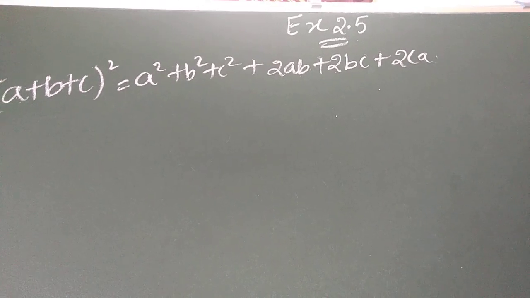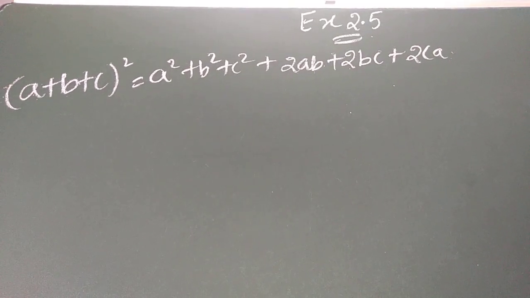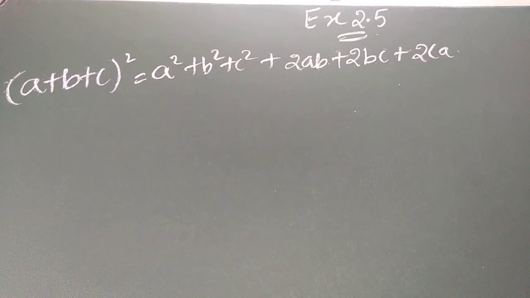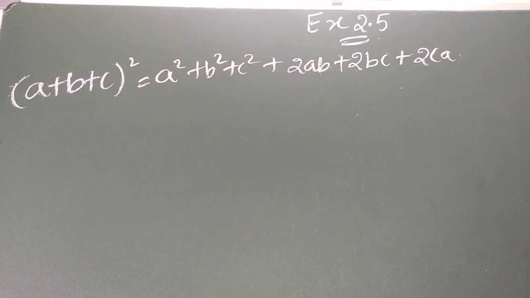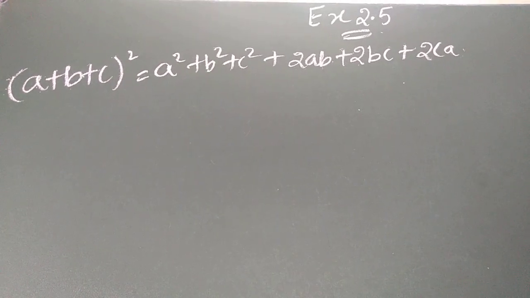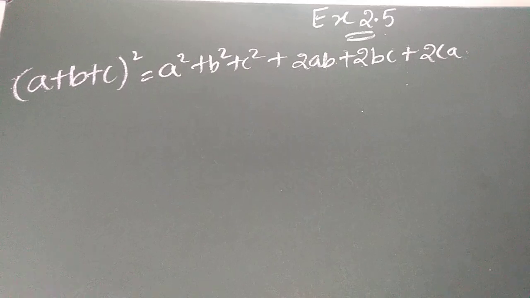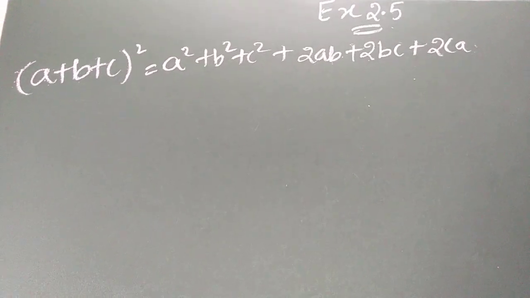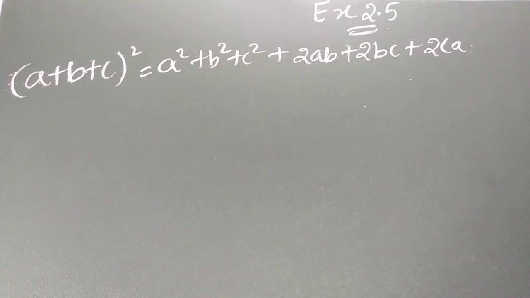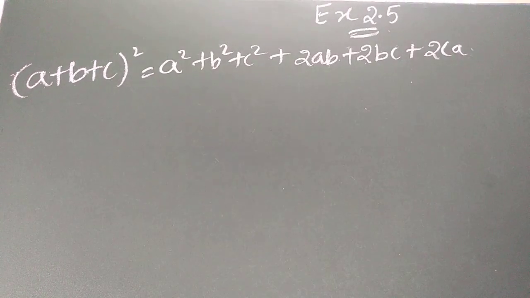Hello children, in our previous video we solved the sums based on the identity (a + b + c) whole square is equal to a square + b square + c square + 2ab + 2bc + 2ca. It was only the sums about the expansion. Today we are going to solve the sums based on the factorization.